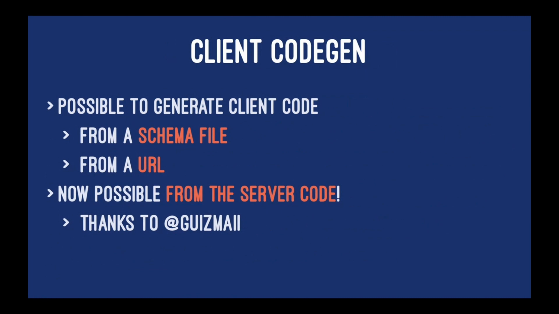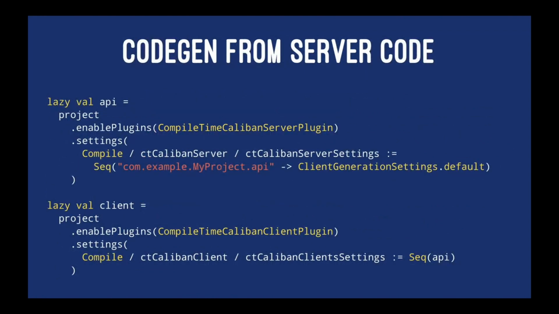Still with Caliban client, something really cool that was added is about code generation. So it used to be possible to generate the client boilerplate using a GraphQL schema file or a URL. If you had a GraphQL server running, you could directly target that server and generate the client from it. But now you can also do it from the server code. So if you use Caliban on the client side and on the server side, you can generate the client from your server code. This work was done by Gizmay, aka Jules. I'm very thankful for that.